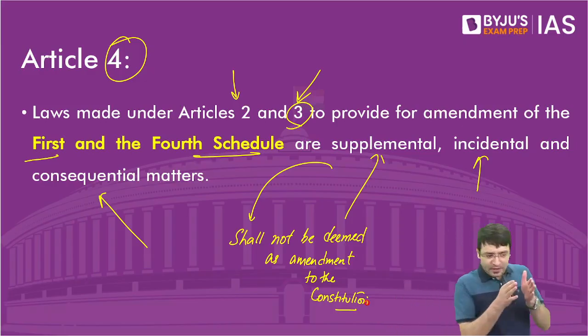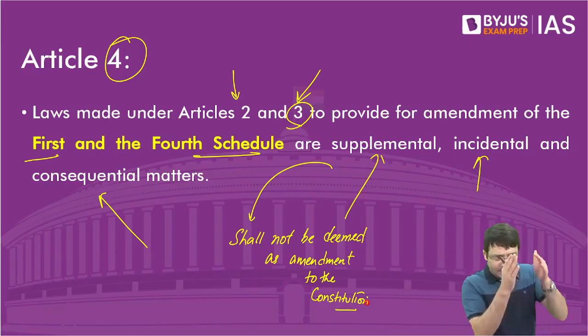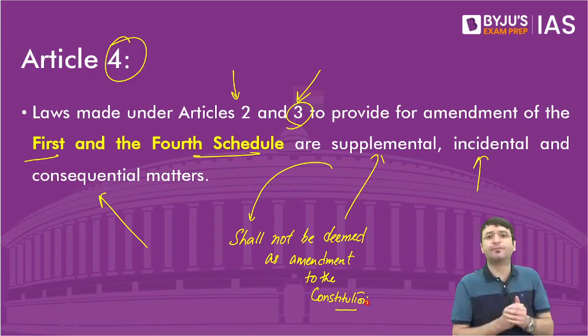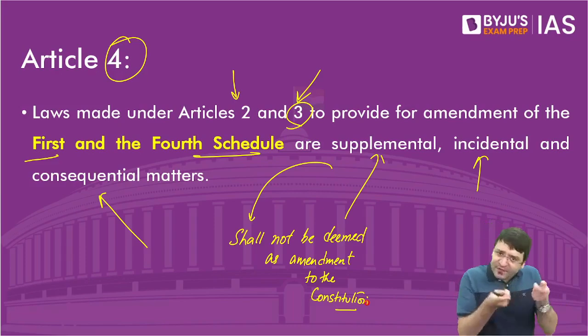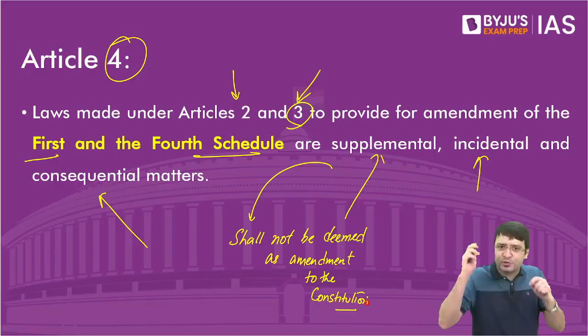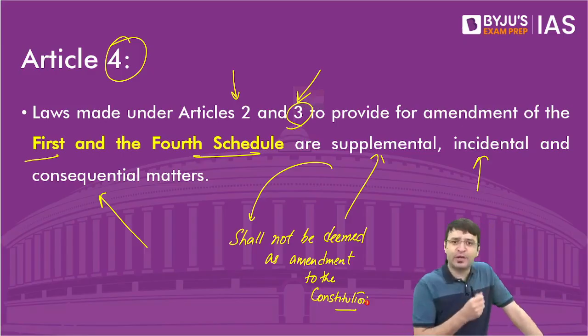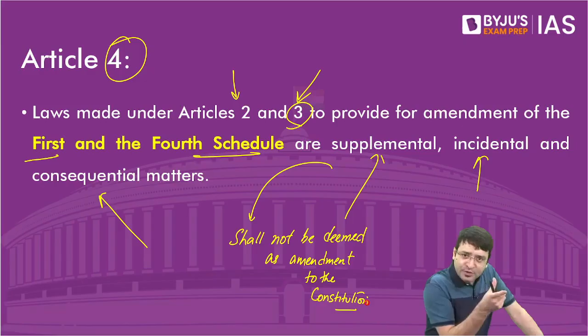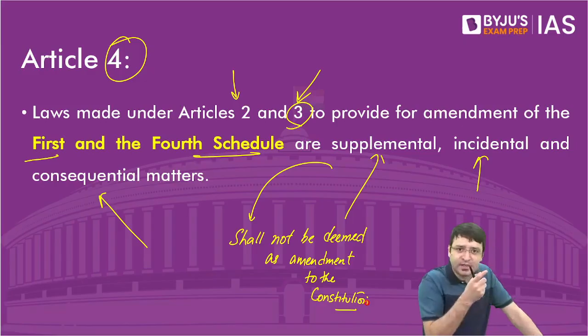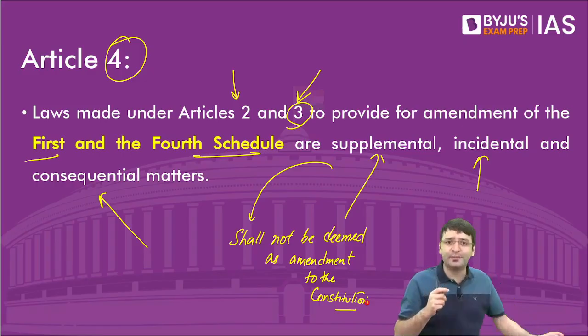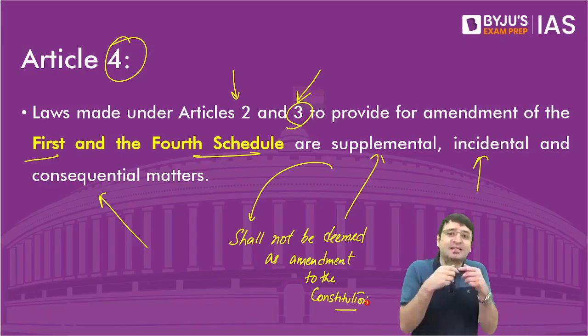Similarly, when a law is passed by the Parliament under Article 2 and Article 3, these laws will make changes to Schedule 1 and Schedule 4. Because unless and until we change Schedule 1, we can't add a new name to it. We can't add a new name to a state or a union territory. We can't add the representation of that state in Rajya Sabha in Schedule 4 of the Constitution. But these changes are incidental.